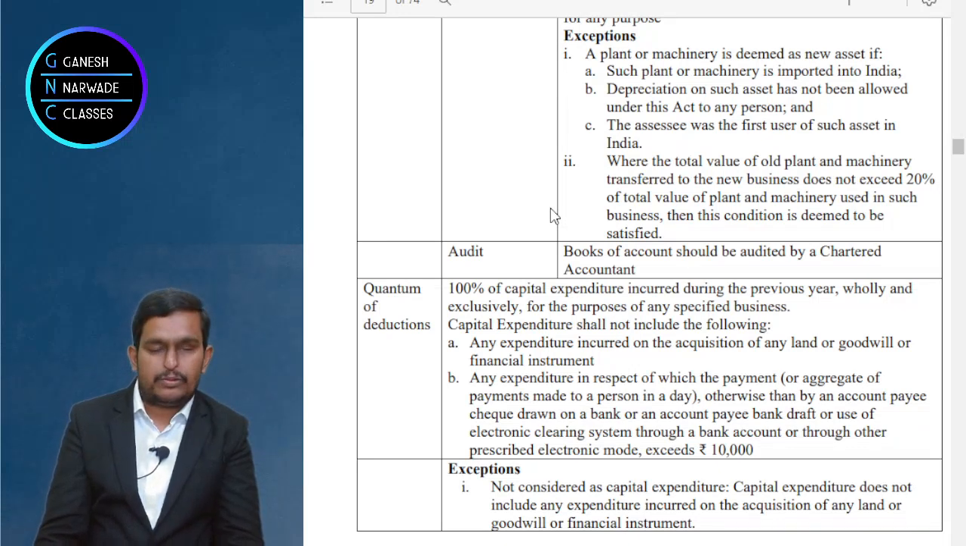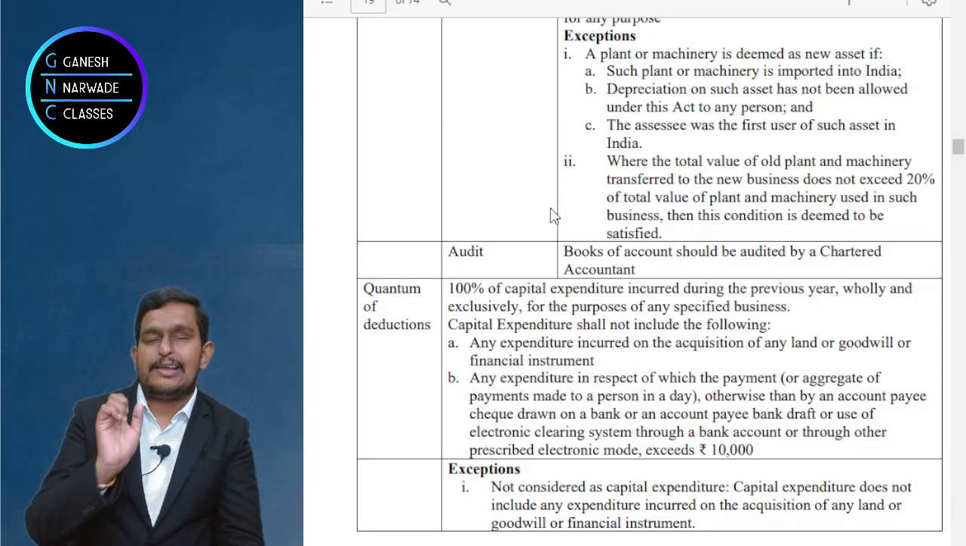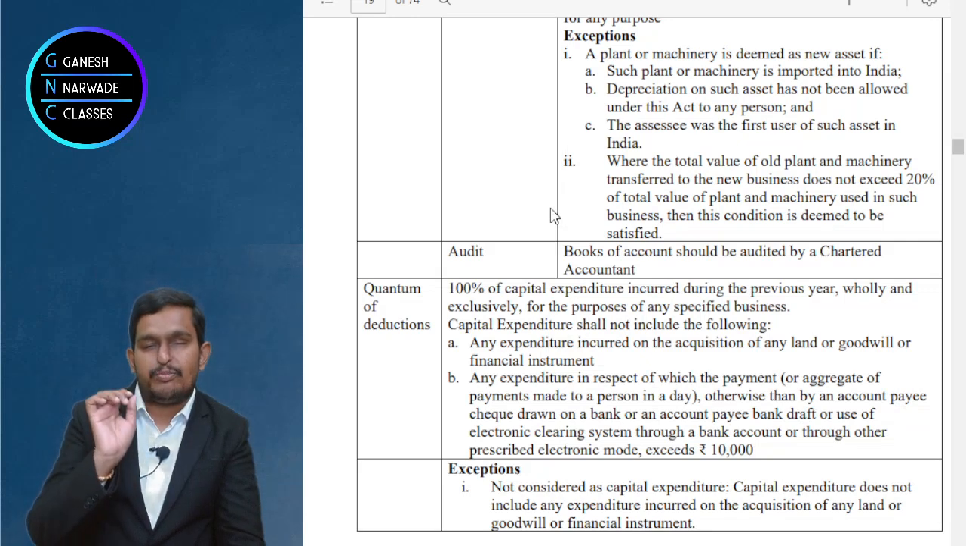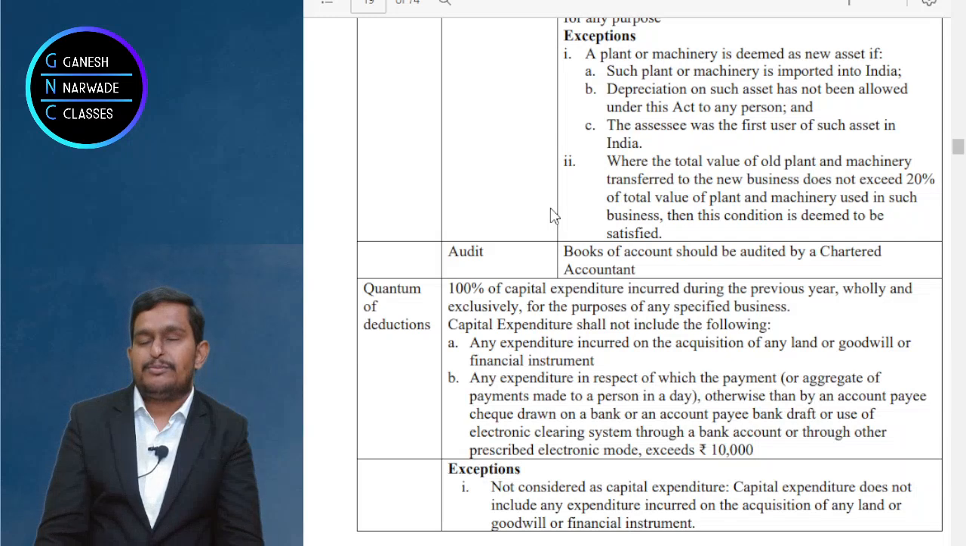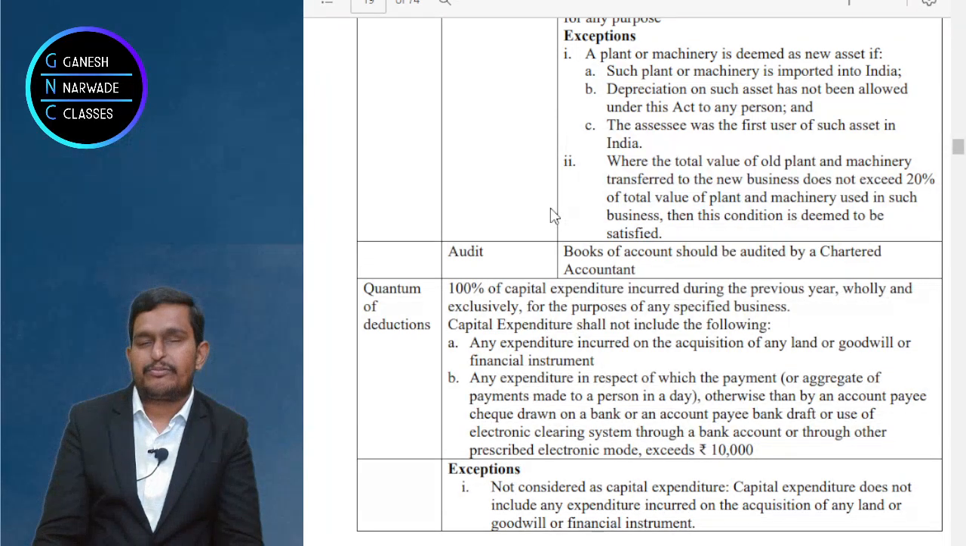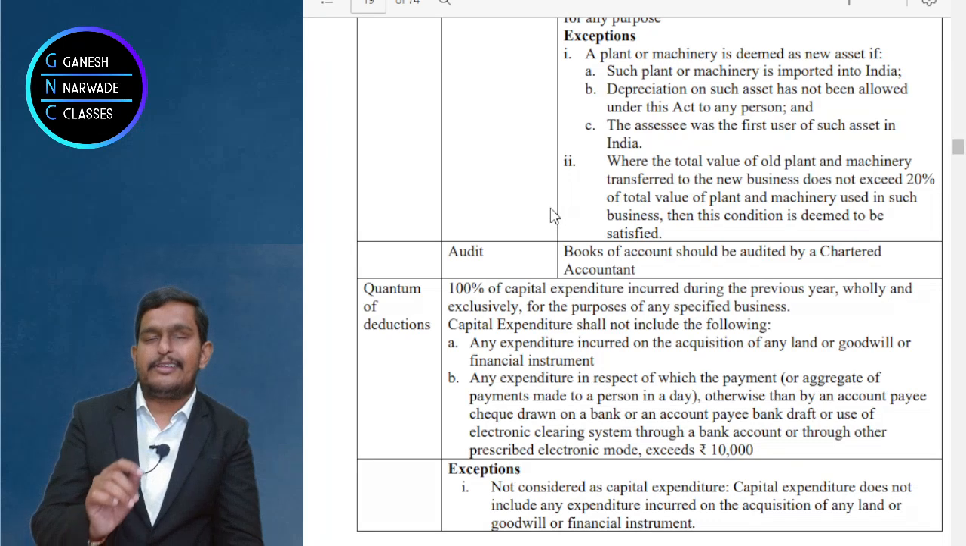Okay, now please remember that if you want to get the deduction under 35 AD, audit of books of accounts by a chartered accountant is compulsory, right? Books of accounts, who audits? Financial accounts, who audits? Chartered accountant, right? So a chartered accountant should do the audit. That's what the criteria is.